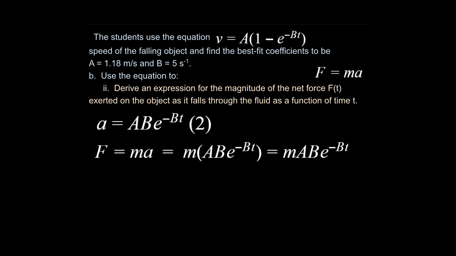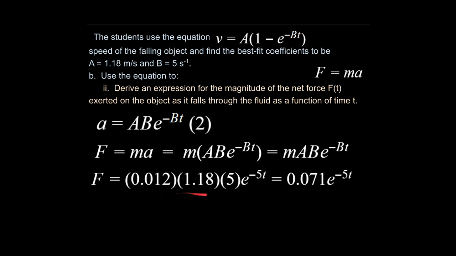And the next thing you're going to have to do is just use this idea of F equals ma, and we'll say, well, we need to multiply by our mass here, and that will give us our force equation that we're being asked to provide. You can go ahead and plug in your numbers at this point as well for the values for the mass and for capital A and capital B, and you end up with this equation over here for the force as it goes through the fluid.